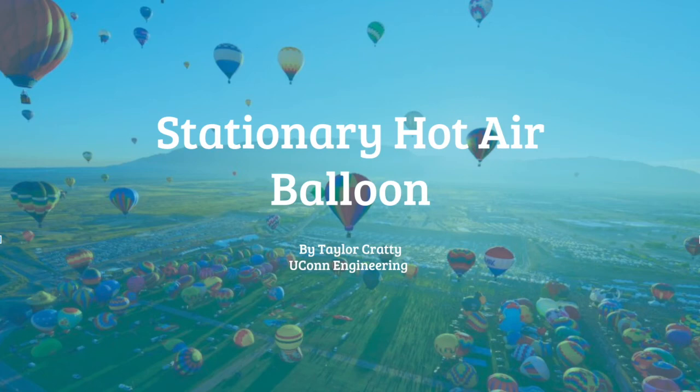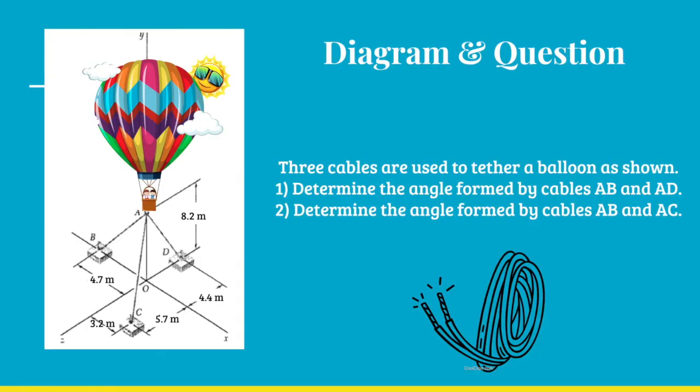I will be explaining how to answer a question that has to do with a stationary hot air balloon. On the left is the diagram we will need in order to answer the questions on the right. The question tells us 3 cables are used to tether a balloon as shown.